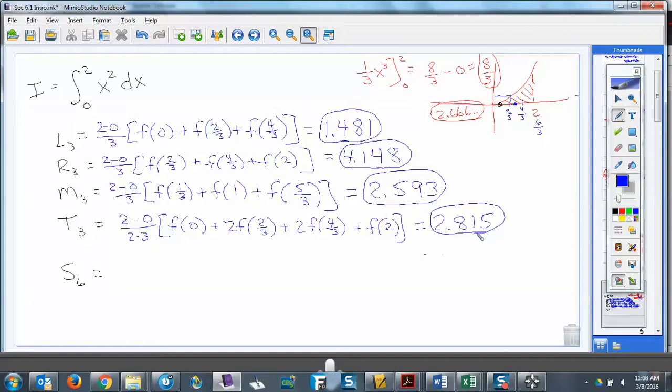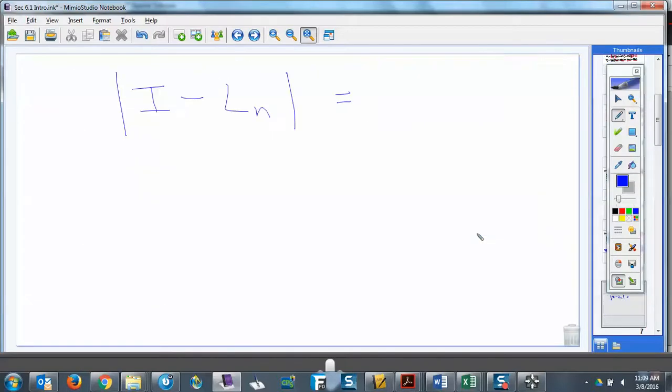Now, notice that trapezoid and midpoint were pretty close to the exact answer, weren't they? Which one's closer? Midpoint's a little closer. If you look at how much they were off, and one of the things we're going to talk about here today is we're going to talk about this right here. Now, we'll talk about this in a minute, but basically, isn't this just saying how much that L is off? Isn't this just the amount of error? This is saying take the exact answer I minus your approximation. That's just the amount of error.